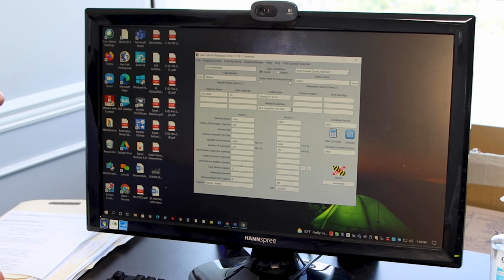Extraordinary medical expenses. This comes up sometimes. Is one of the children in therapy? Does one of the children need braces? Are these ongoing regular expenses that we're going to have to do? We put those numbers in here. Cash medical support is something that is new that we're including in the guidelines.